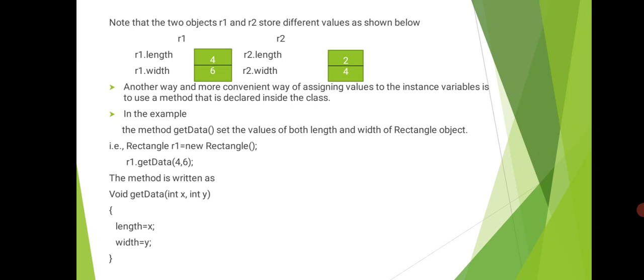So r1 dot getData of 4 comma 6. We are sending two actual arguments, 4 and 6. So 4 and 6 are assigned to r1's length and width. In void getData, which has two arguments int x and int y, the x value is assigned for length and the y value is assigned for width. So here we are sending 4 and 6. 4 is assigned to r1 length and 6 is assigned to r1 width.